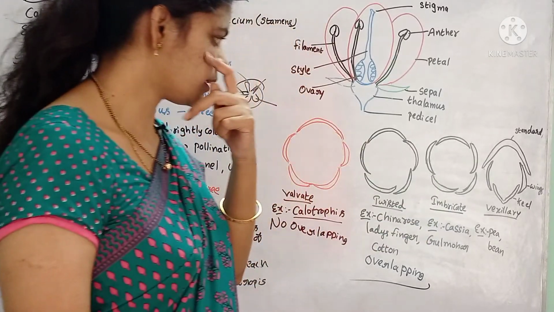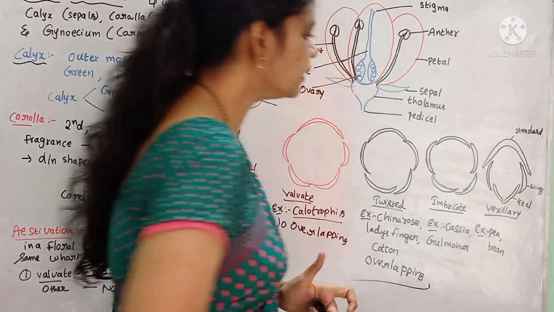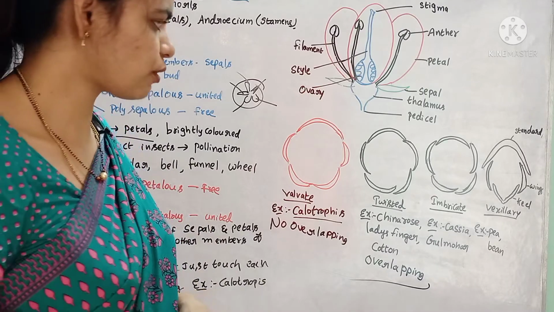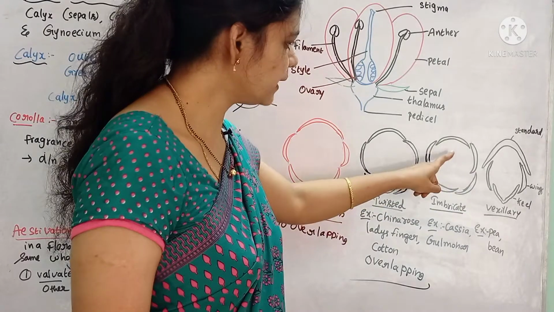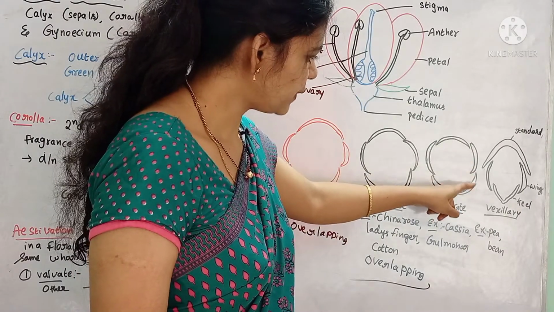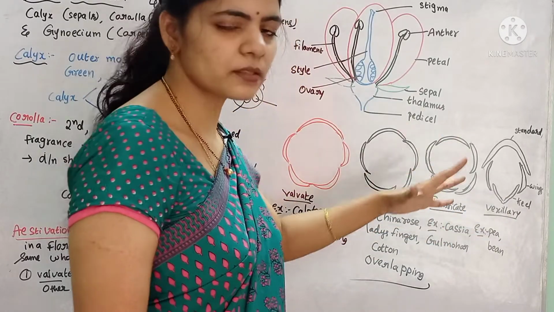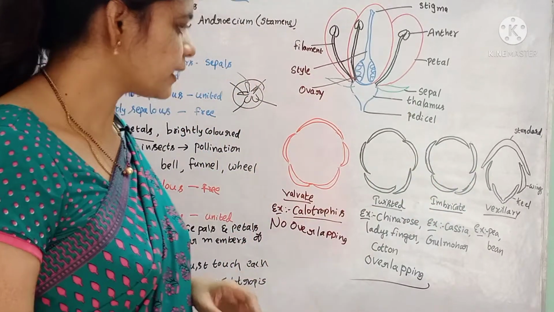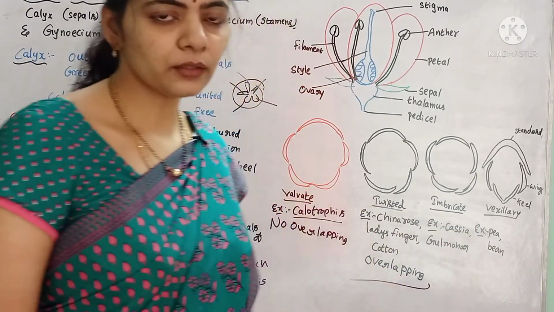And another one is imbricate. Here also overlapping occurs, but that overlapping will not follow any proper pattern; proper direction is not seen. See this, all of them are overlapping, but this one is completely present inside, and this is overlapping this, but this is completely present outside, and this will overlap like this. They will not follow any proper pattern for the overlapping. That type of arrangement is called imbricate aestivation, which is seen in Acacia and Gulmohar.